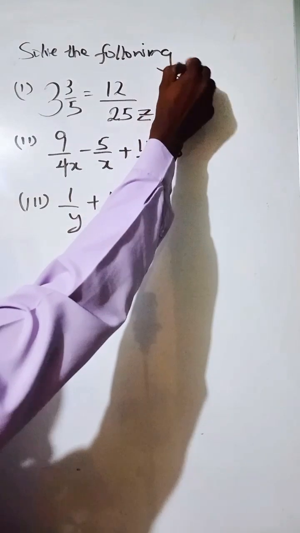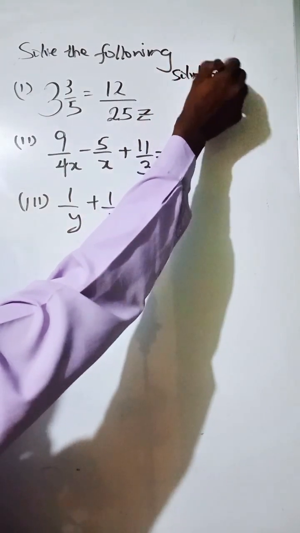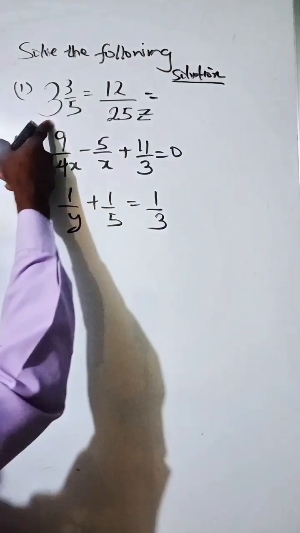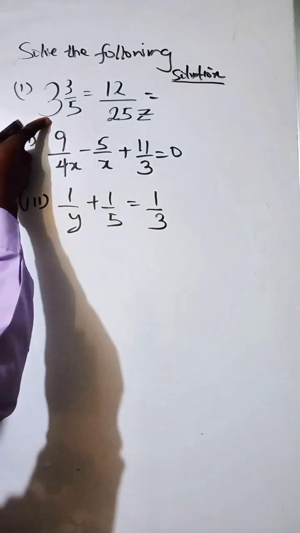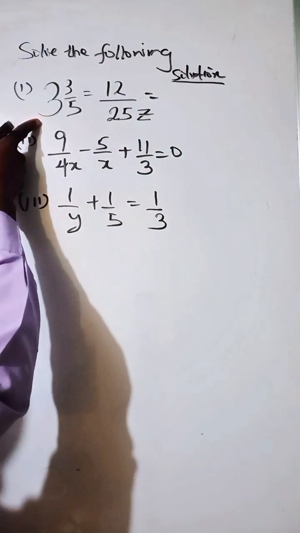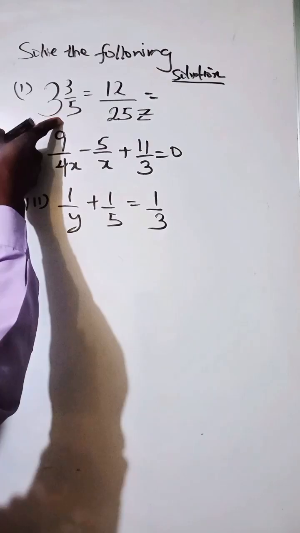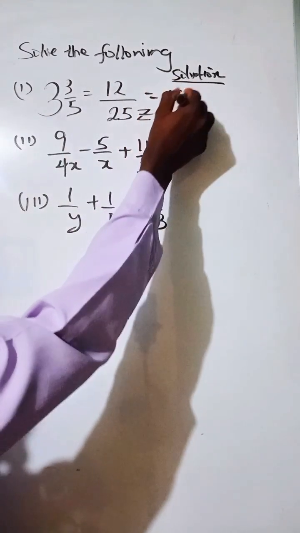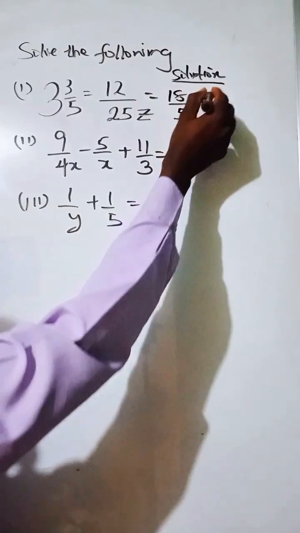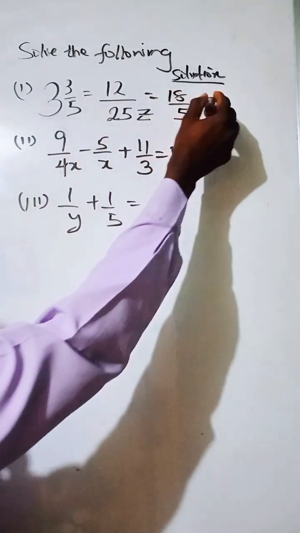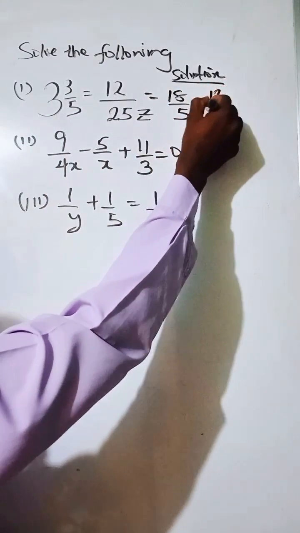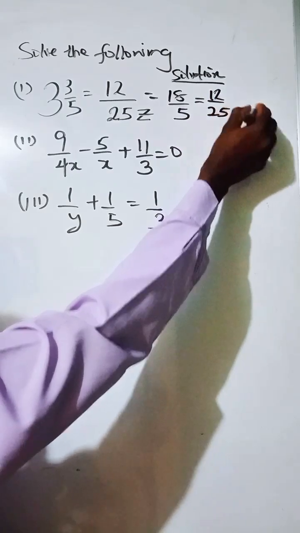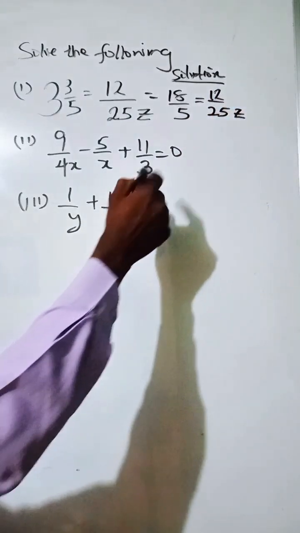Solution. Okay. So when we look at this properly, we have a mixed fraction. So we can change this to an improper fraction. How do we do that? So we say 5 times 3 is 15. 15 plus 3, we have it to be 18 over 5, okay, equals, here we have this as 12 over 25z. Okay. So what do we do from here?